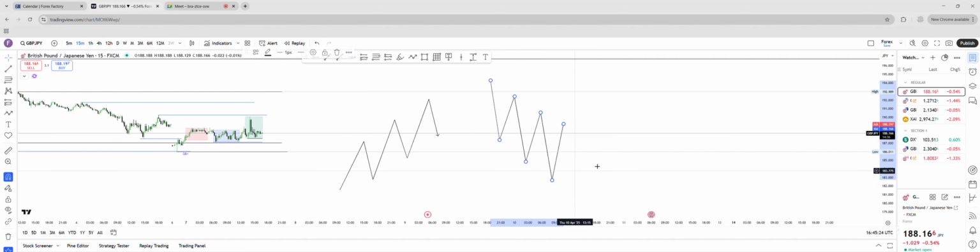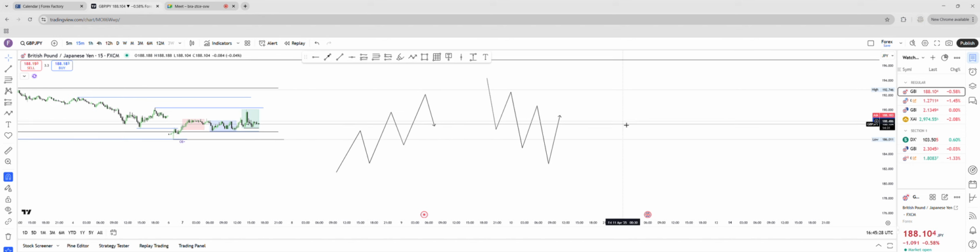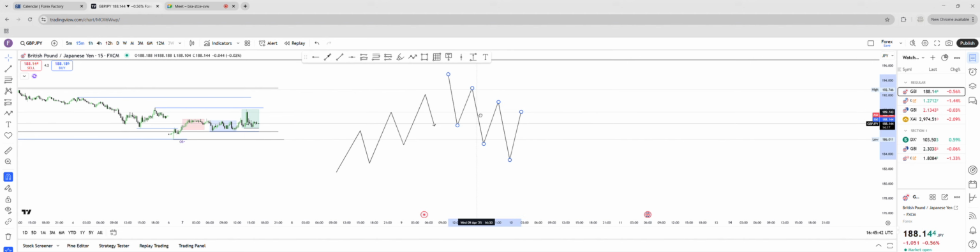So in this lecture, you are not going to understand market structure today alone. You understand what I'm saying? It's something that is going to take maybe a little bit of time for you to understand. So look at these two structures, a bullish structure and a bearish structure.